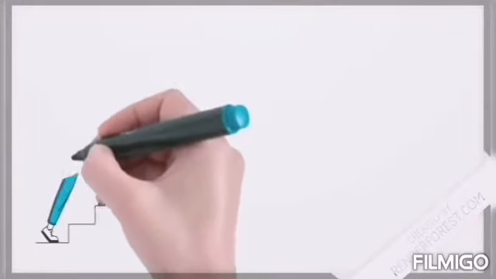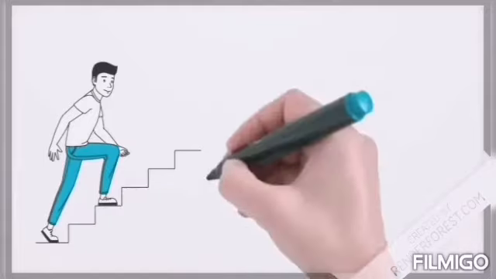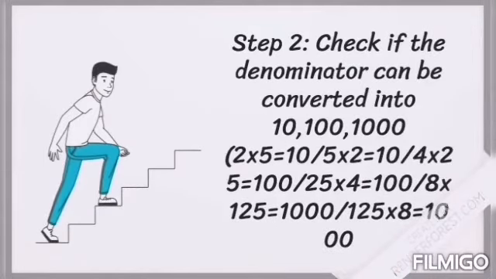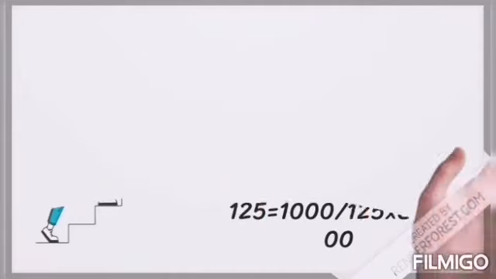Step number 2 is to look at the denominator and try to change it into 100 or 10 or 1000. And if you have 2 or 5, you can change it into 10. If you have 4 or 25, you can change it into 100. If 8 or 125, you can change it into 1000. Let's memorize these rules that are written over here and try to apply them.